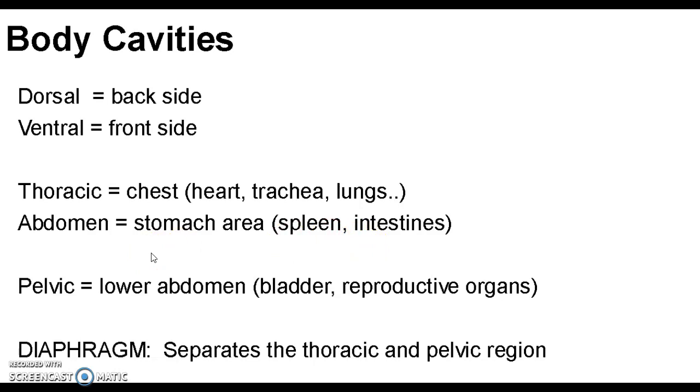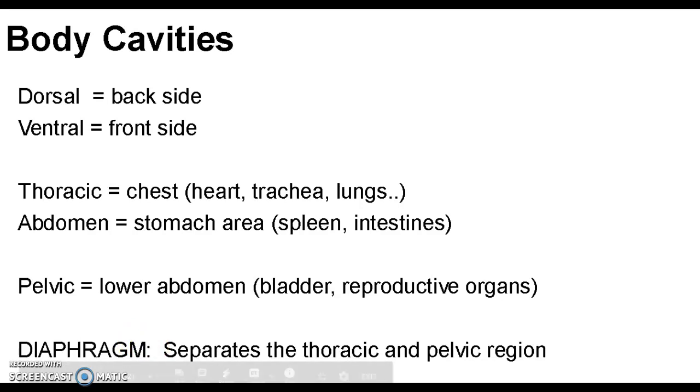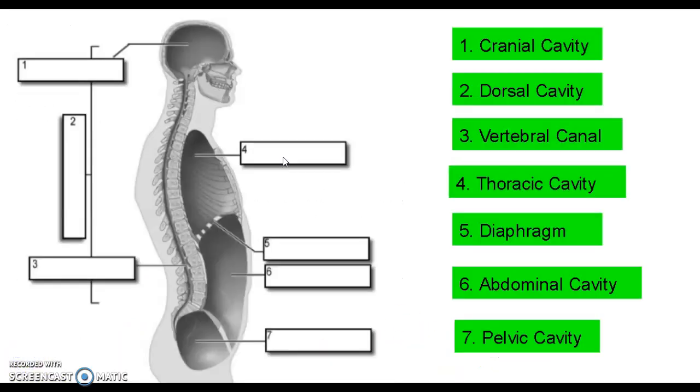Then you have your pelvic cavity. This is your lower abdomen. This is where your urinary bladder and reproductive organs are. Then you have the structure called the diaphragm, and this separates the thoracic and abdominal region. That should say abdominal. So these are the different cavities in the human body.